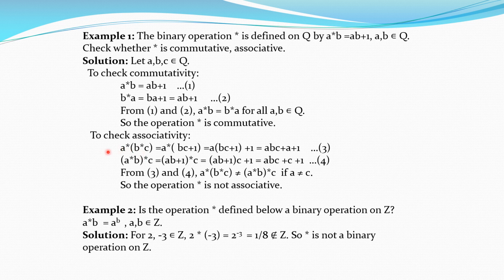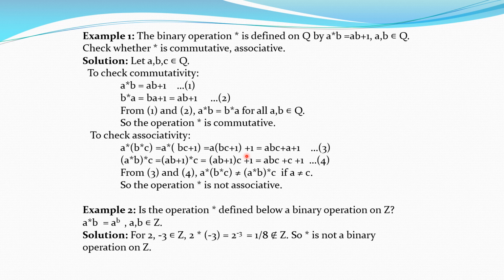Before star there is a, and after star whatever is the element in the bracket, that is bc plus 1, we consider this as b. So using the definition a star b, it is just the product of first and second plus 1. So the first element is a, the second element is bc plus 1. So their product is a into (bc plus 1), plus 1. Now we simplify it further because there is no star in that expression. So it is equal to a into bc plus a plus 1. Now call this equation number 3. So this is a star (b star c).